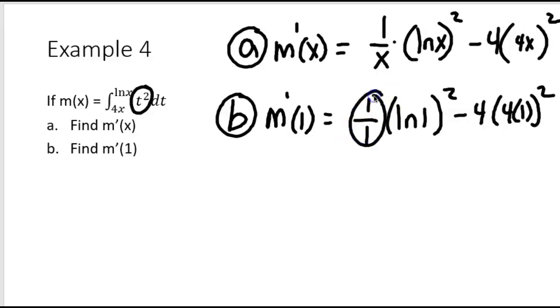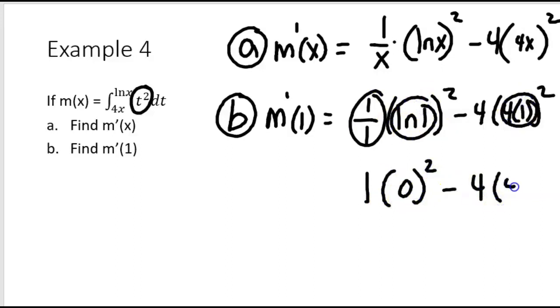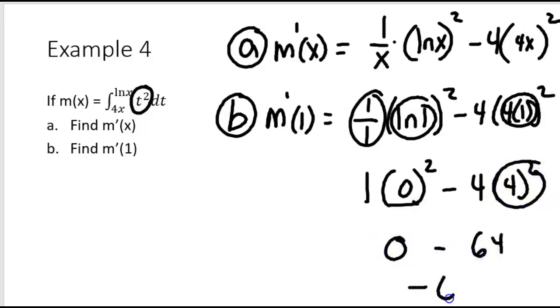So this is 1. ln of 1 is 0. This is 4. 0 squared is 0 times 1 is 0. This is 16 times 4, which is 64. So the final answer here would be negative 64. Okay, so there it is.